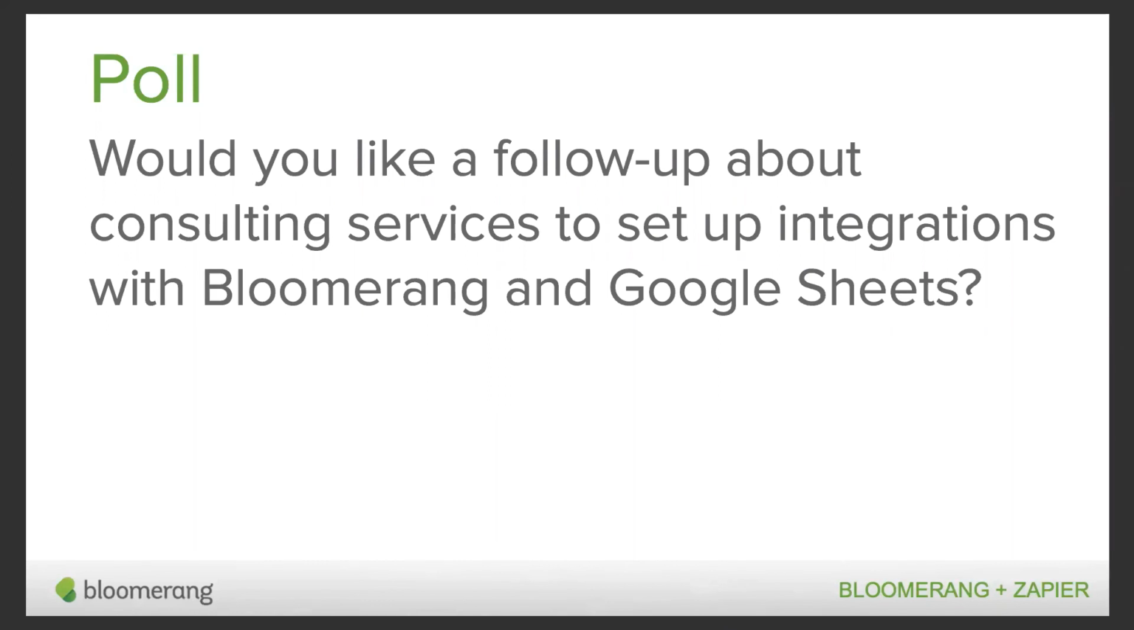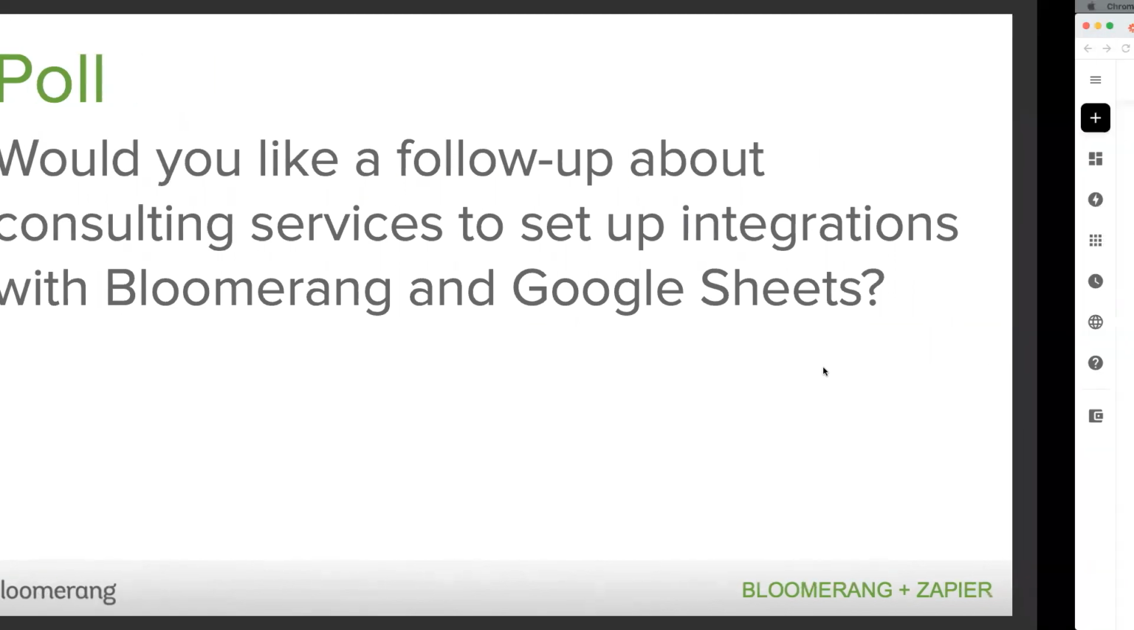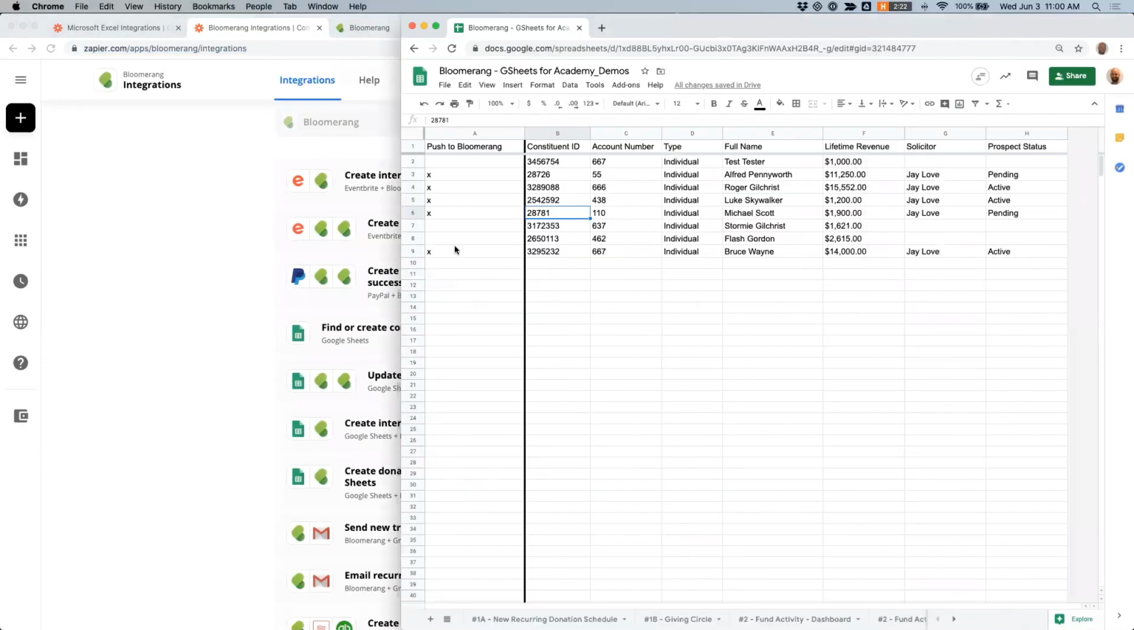Let's do it. So let's say you're updating your Google Sheets and you're using an X, for example, as your trigger to push to Bloomerang. Do you need to delete that after the push? What happens if you type something else in there? Is it going to break the Zap? Yeah, it's a good question. Usually I'm going to leave it. I'm going to leave it alone. So I'll put the X there and I'll just leave it.